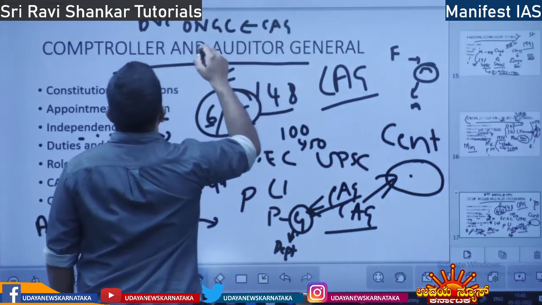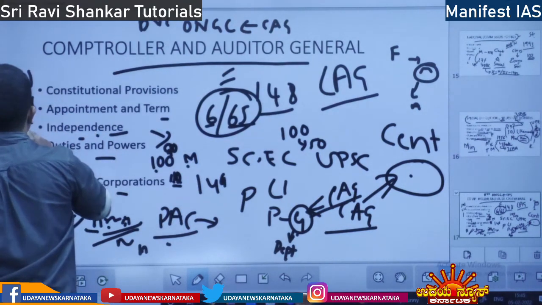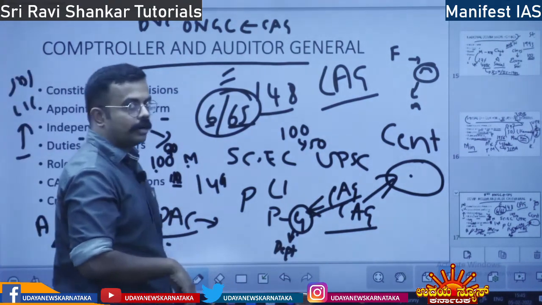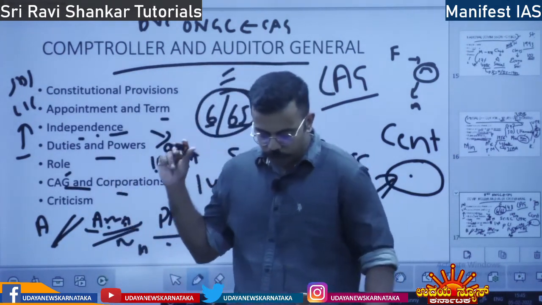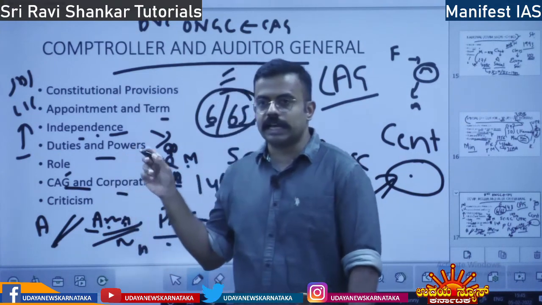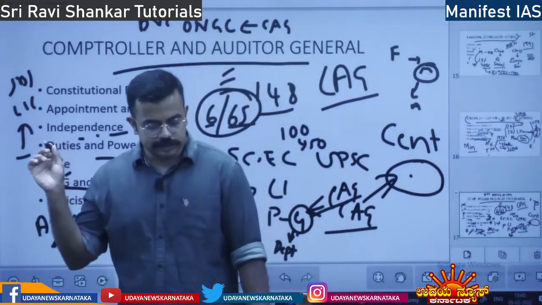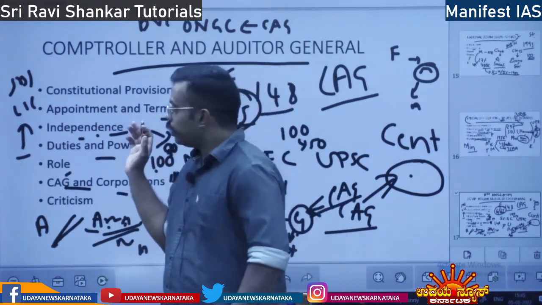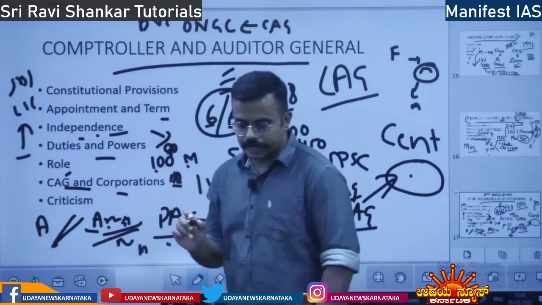However, SBI and LIC are audited by private auditors. These private auditors give a report to CAG. So the CAG can either accept the report or it can conduct its own audit. This is the difference with respect to the audit of public sector enterprises.